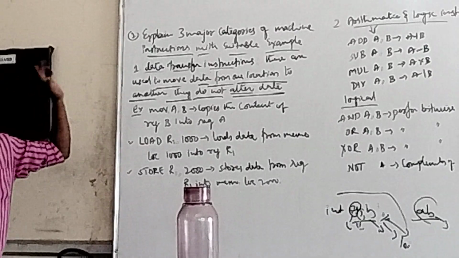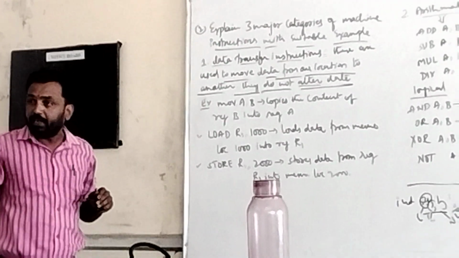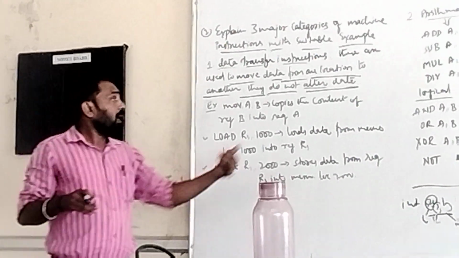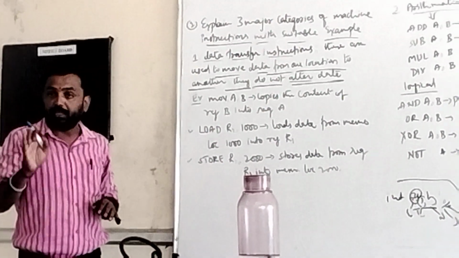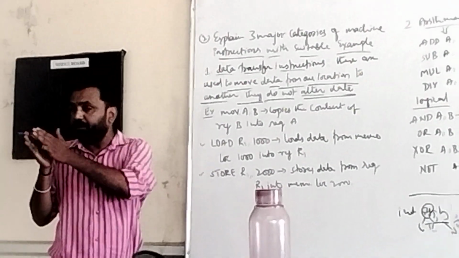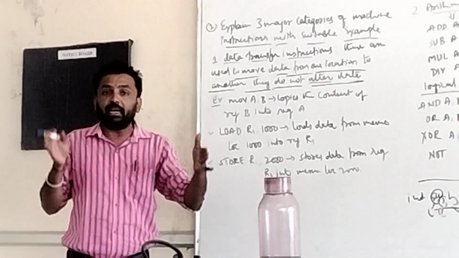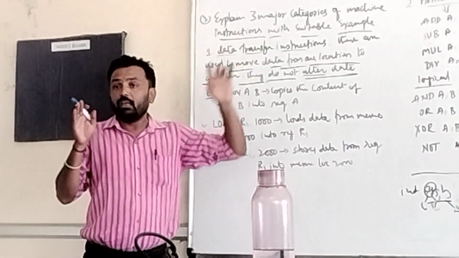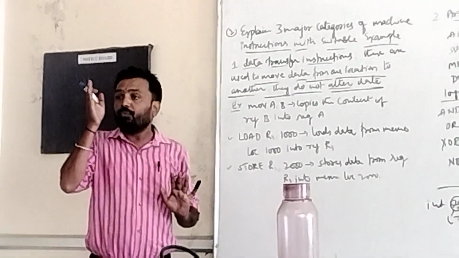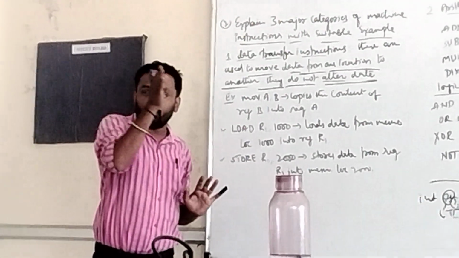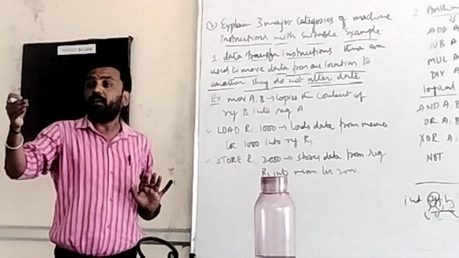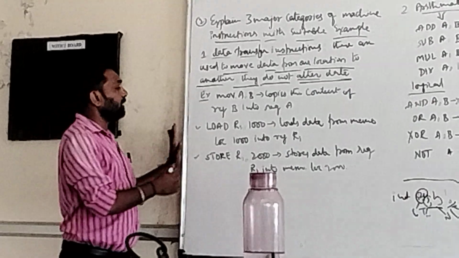In the first category, we can transfer the data from one location to another location. We don't have any authority to alter it. Alter means to change it. We are just transferring the data from one location to another. That comes under data transfer instructions. The name itself indicates we are transferring data, not altering it. Alter is nothing but changing the data.